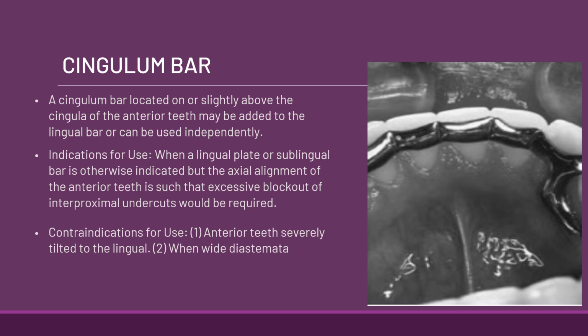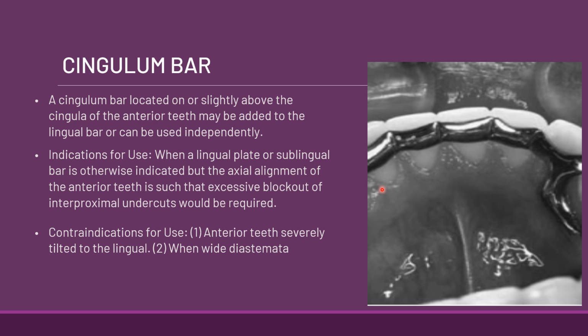The fourth one in line is your cingulum bar. The cingulum bar is located on or slightly above the cingula of the anterior teeth and may be added to the lingual bar or can be used independently. What it says is that your cingulum bar is the one placed on the cingula of the teeth. If you see, it's on the teeth, not below the teeth in your lingual area. It's on the cingula of the teeth, and it can be used in combination with your lingual bar. Then it will be called your combination bar.